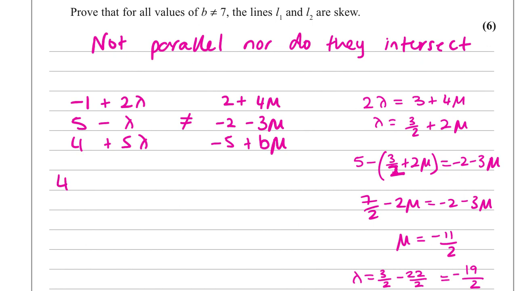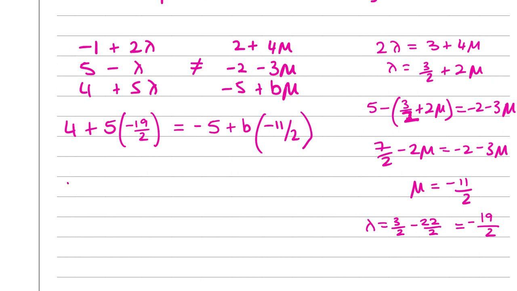So 4 plus 5 lots of our lambda, which is -19 over 2, equals -5 plus B lots of mu, which is -11 over 2. So I'm going to get 4 minus 95 over 2 equals -5 minus 11B over 2.